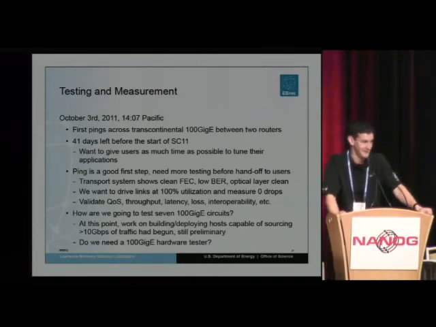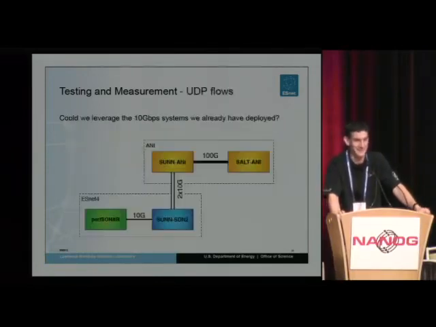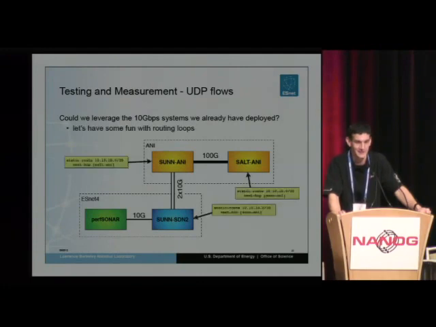And so the question became, well, how are we going to test this? Because we don't have any 100 gig test sets. So how are we going to generate this much traffic, right? And do we need to buy a 100 gig test box? So we have all these 10 gigabit perf testers already deployed everywhere. They're basically just hosts that have 10 gig NICs in them. And so we decided, well, let's have some fun with some routing loops.